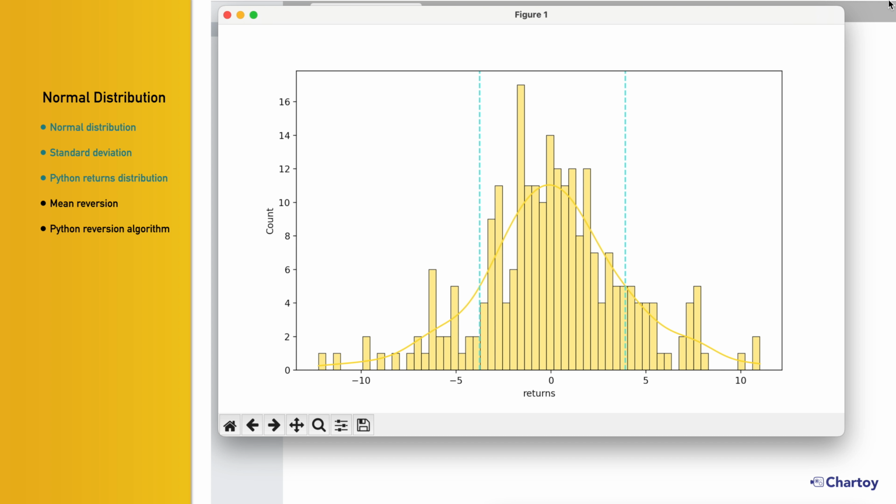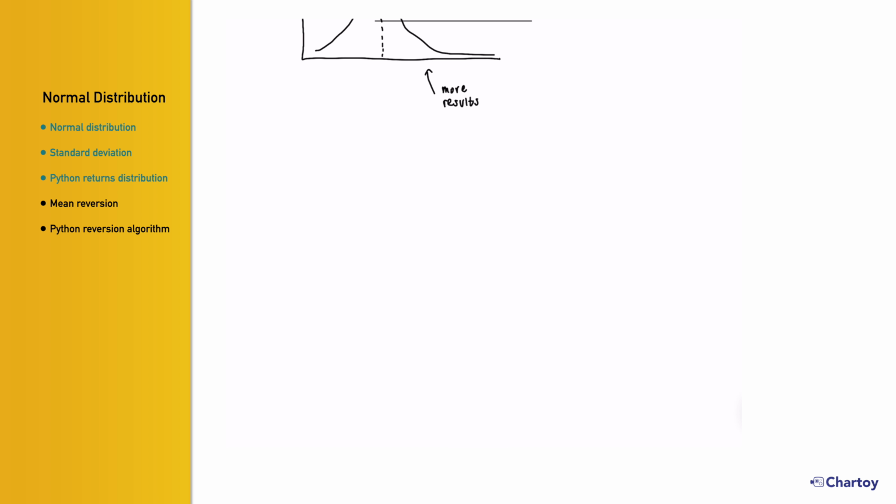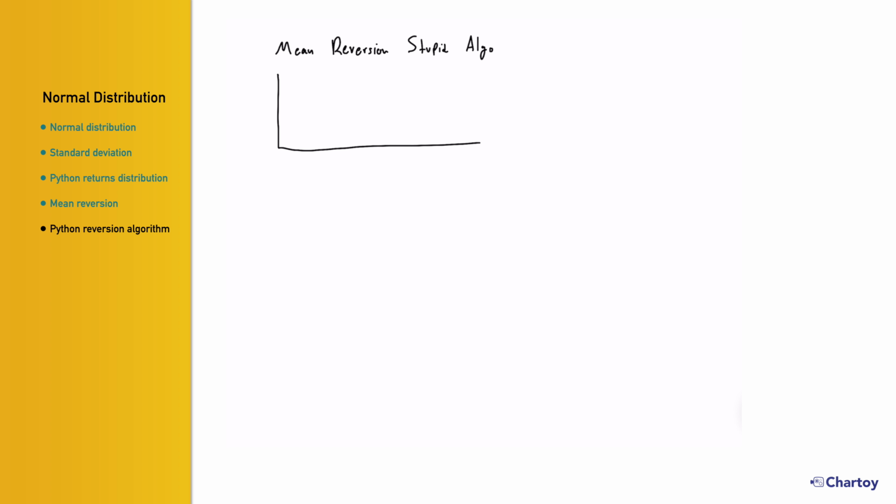Let's try and program some algorithm based on what we learned, in particular, obviously, mean reversion. So let's program some algorithm based on mean reversion. Let's call it the mean reversion stupid algorithm. Why stupid, you will understand later, although this algorithm is very, very popular among people who trade mean reversion.